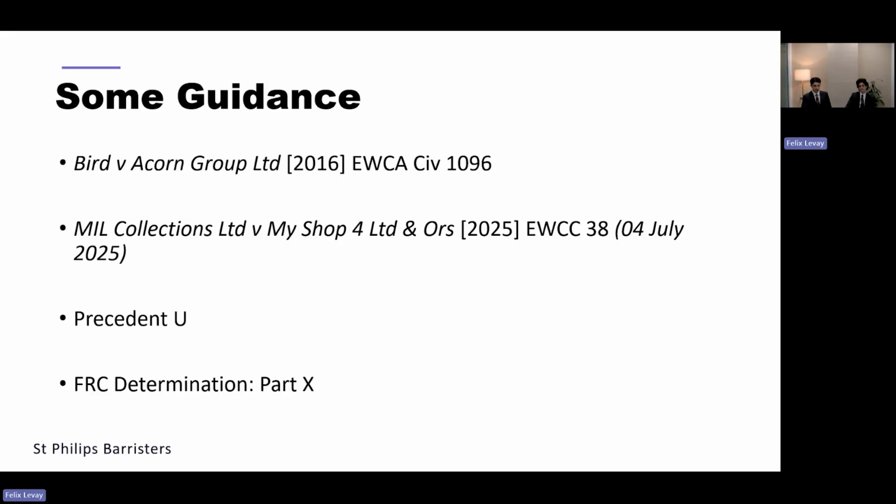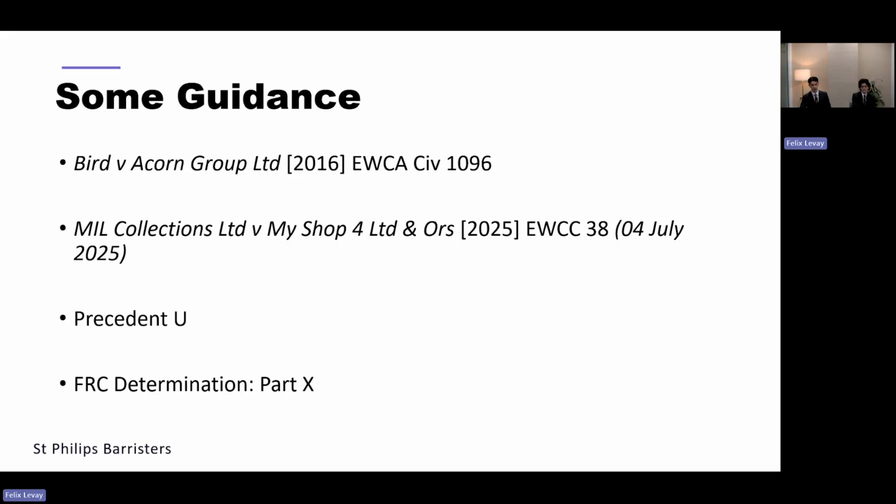Some guidance then, and these are just a collection of my thoughts arising out of a series of cases that I've done recently, among other things, things that I just wanted to highlight as we're working through. The first thing I put on there is Bird and Acorn Group, and I know I've done a whistle-stop tour of how the tables work. This is one thing that I see that is overlooked all the time.